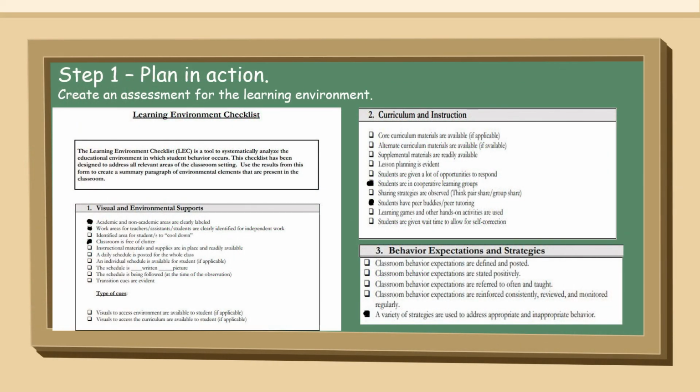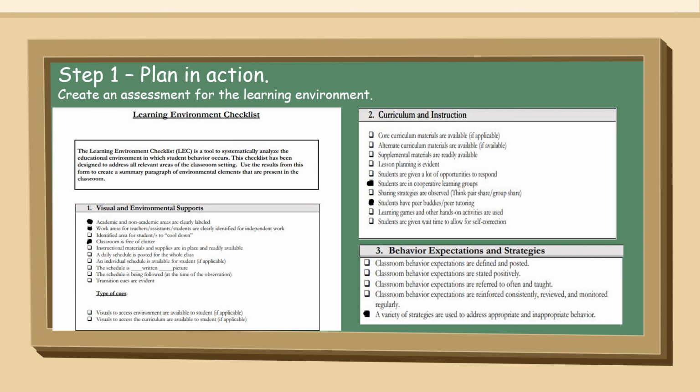So step 1, plan and action. Create an assessment for the learning environment. I did the learning environment assessment on the visual and environmental supports, curriculum and instruction, and lastly, behavior, expectations, and strategies. Where you see the dark marks are where the areas of improvement will be made and should be made in the home. Number 1 in visual and environmental supports is academic and non-academic areas are clearly labeled.